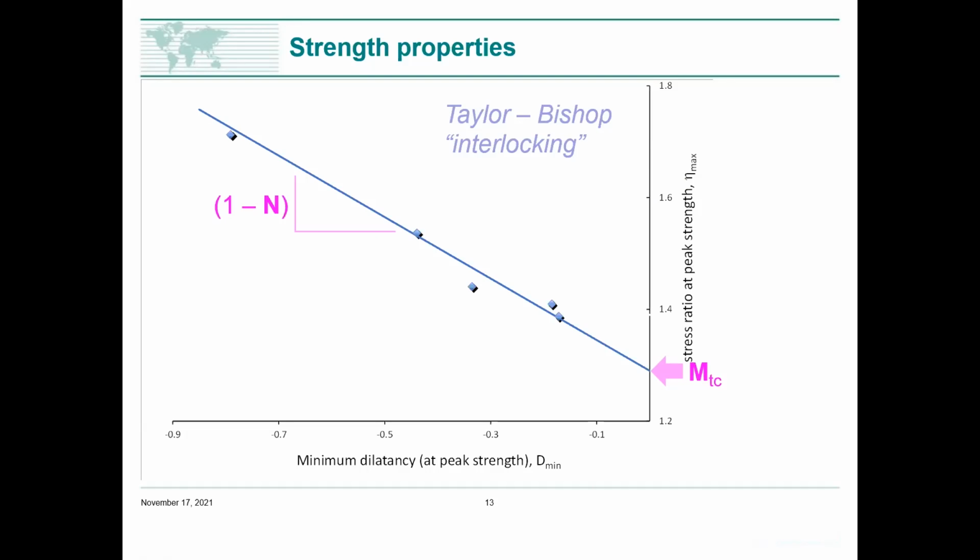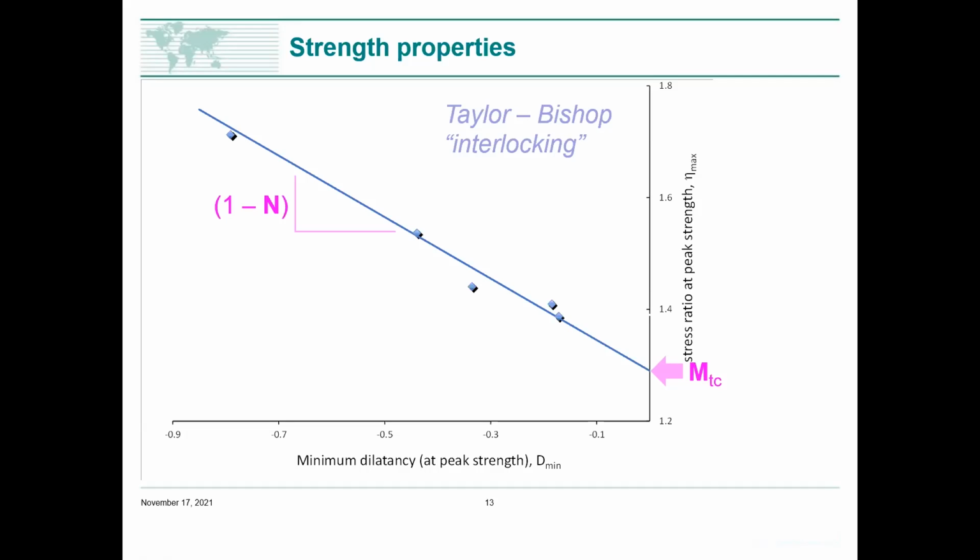And they called it the interlocking model, looking back to Reynolds and the idea that the soil particles had to ride over each other, and the degree of riding over required was called interlocking. If the Taylor-Bishop idea was perfectly correct, that line would have a slope of 1, and the answer is when you plot up data, it usually doesn't.